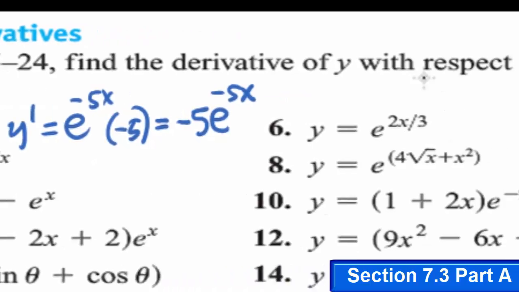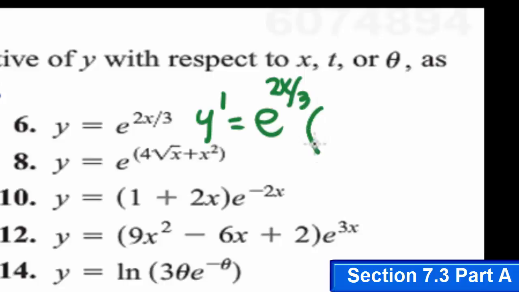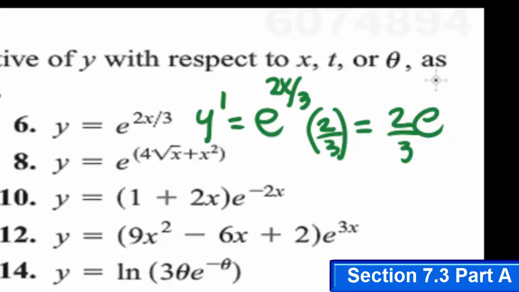Okay, how about number 6? So let's do number 6. So in number 6 you have y prime would be e, copy it, to the 2x over 3 multiplied by the derivative of 2x over 3, which is just 2/3. So rewriting it again, we have 2/3 e to the 2x over 3.